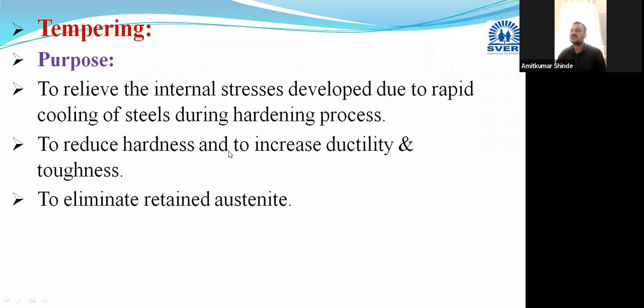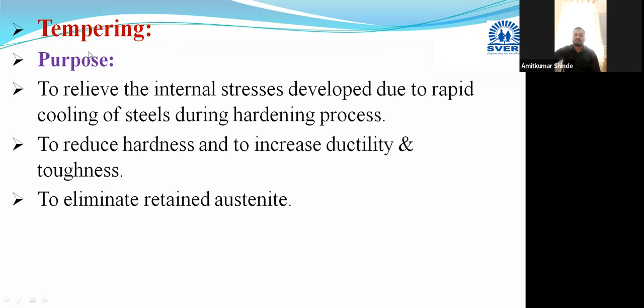In that component, some internal stresses will get developed, and if you use that component with those internal stresses in practical life or in actual use, it may fail or some cracking may occur. To avoid this, you have to eliminate or relieve these internal stresses, and for this the tempering heat treatment process is conducted. The initial aim of tempering is to relieve the internal stresses developed in the component due to the cooling of steels during the hardening process.